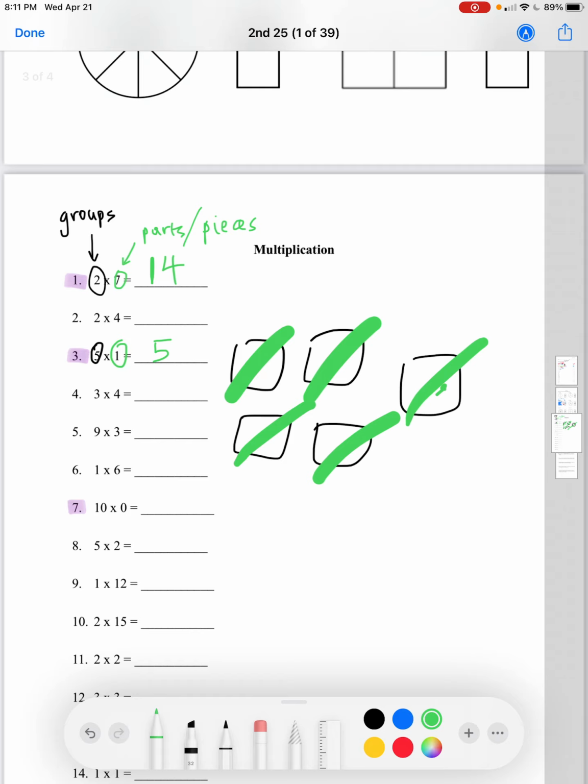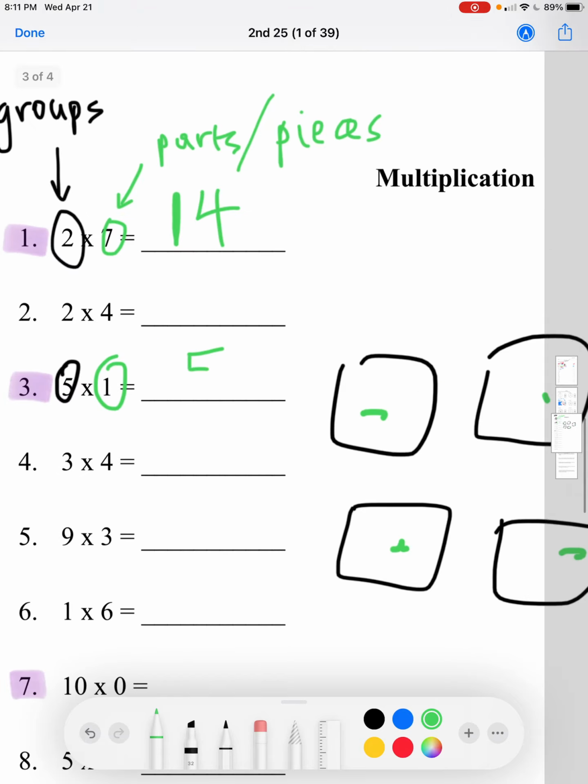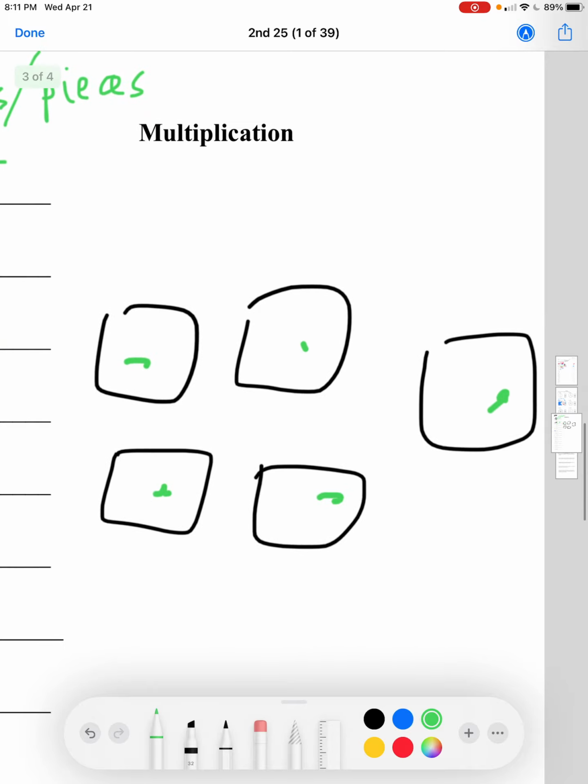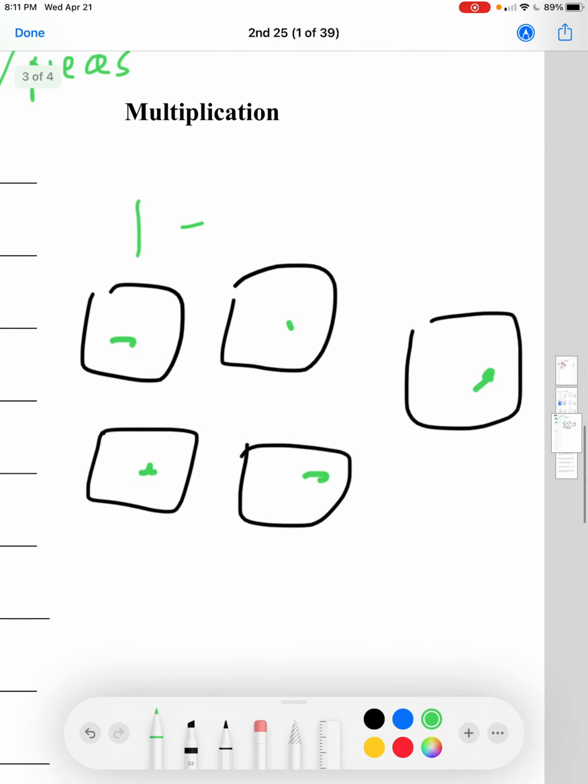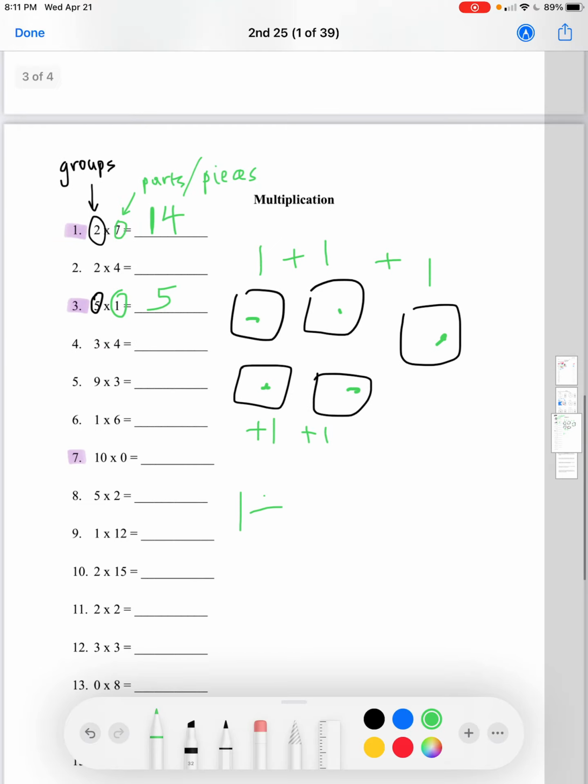Or you can think of it as adding 1 to itself 5 times. 1 plus 1 plus 1 plus 1 plus 1. So 5. We have 1, 2, 3, 4, 5 groups of this one. We're adding that all together and we're going to get 5. That's basically what this question is saying.